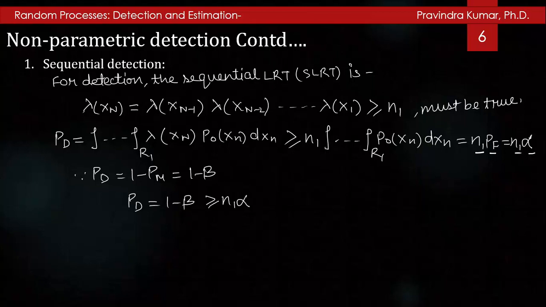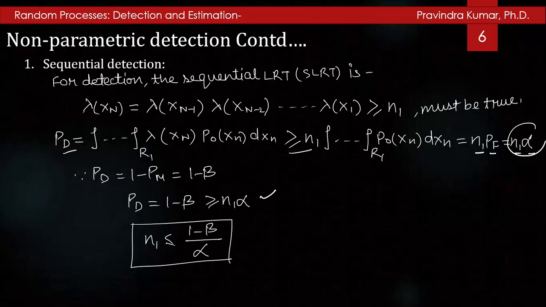So from here, the probability of detection will be 1 minus beta, and the probability of detection is greater than or equal to n1 alpha. Now from this we can have the value of n1 less than or equal to 1 minus beta by alpha, and this leads to a bound on n1.